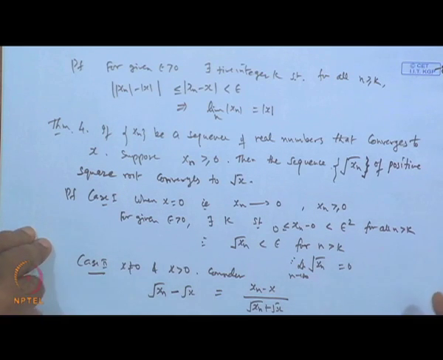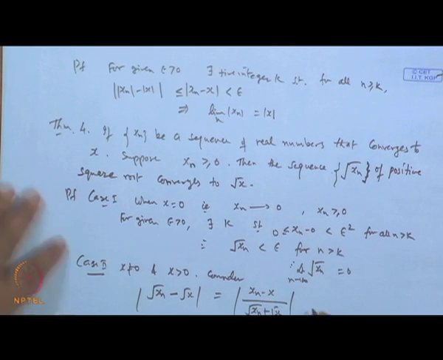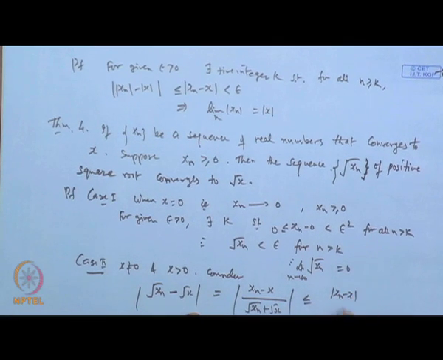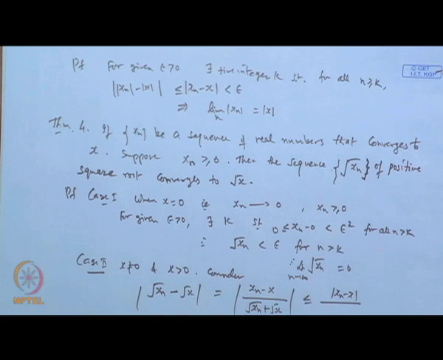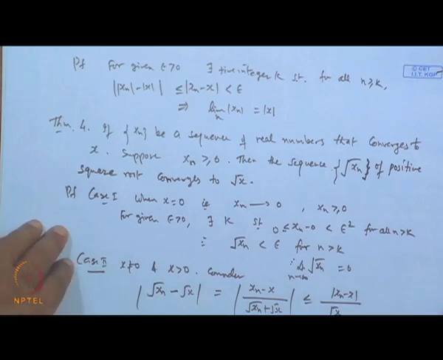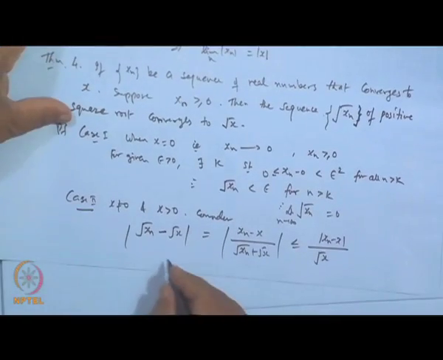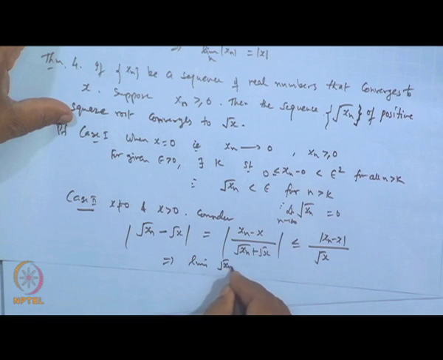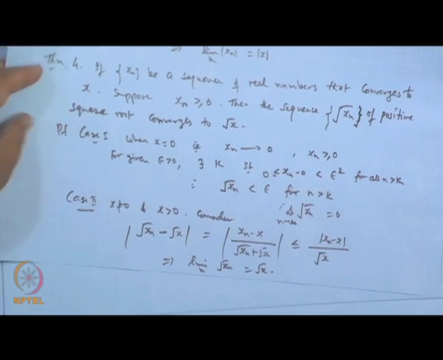So, if I take mod of this, then this is less than or equal to mod xn minus x, over root xn plus root x, and this part, root xn plus root x, is greater than 0. So, this will be greater than or equal to root x. This is positive, this is positive. So, 1 upon this will be less than 1 over root x. Therefore, the limit of this is the same as the limit of this over root x, but this limit is tending to 0. So, this implies limit of under root xn over n is under root x. So, not much to be put.